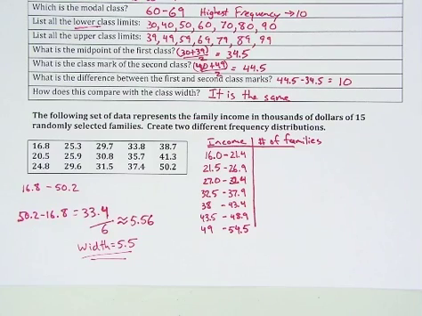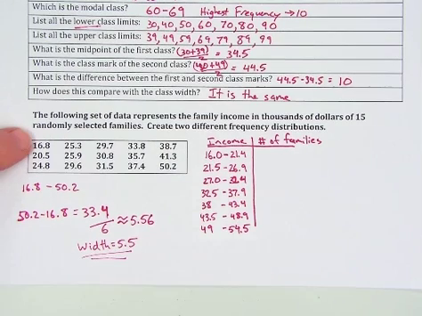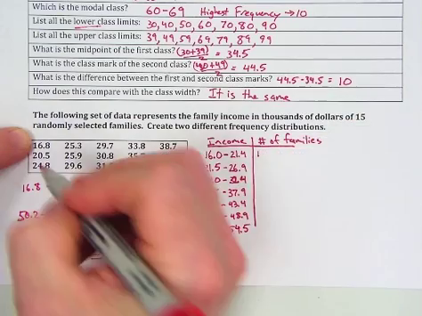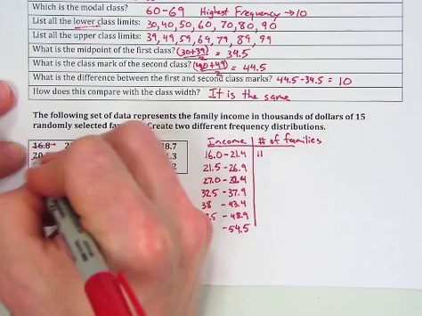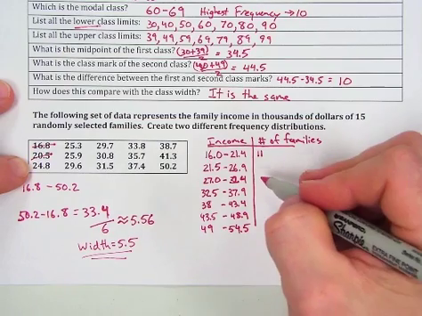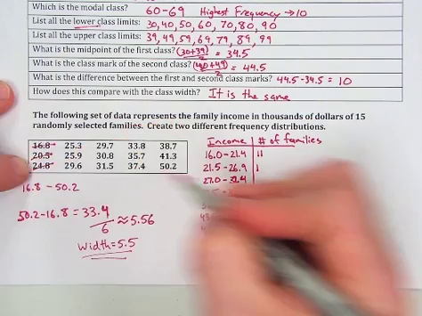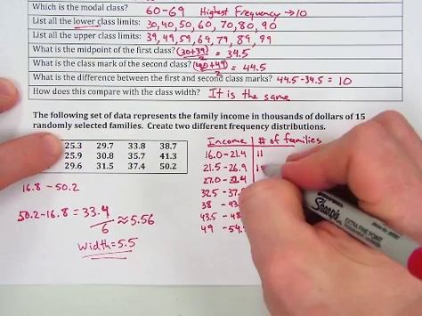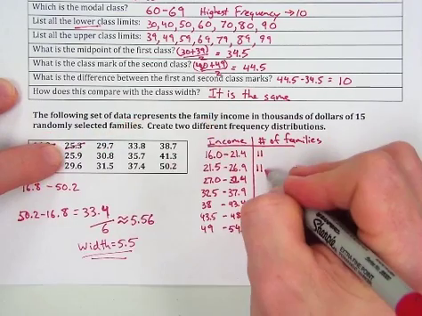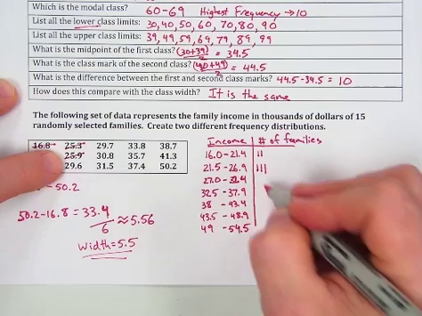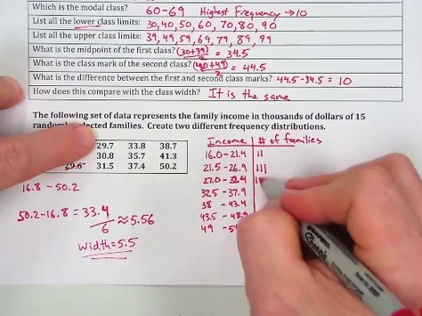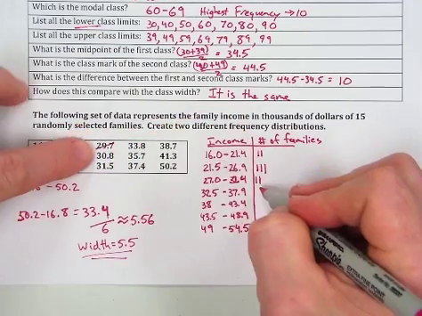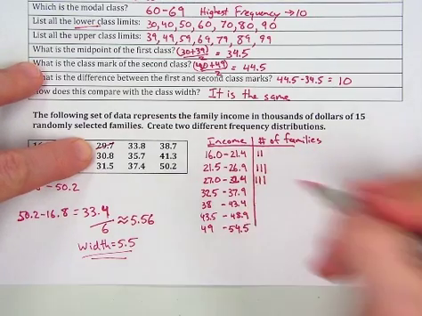Alright, so next we're just going to need to tally these guys up. So 16.8, that would fit right in here. 20.5 would also fit there. 24.8 would fit in this one. 25.3 would fit here. 25.9 fits there. 29.6 fits in that class. 29.7. 30.8, it's in the same one.